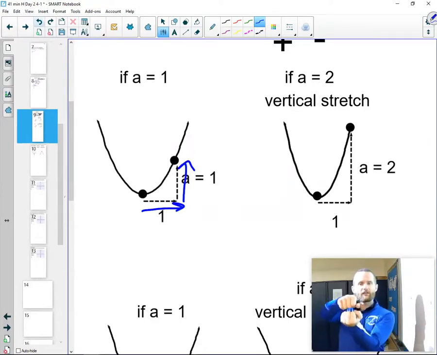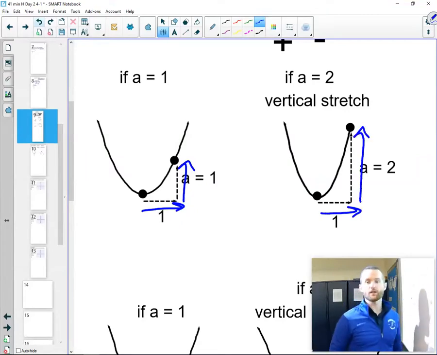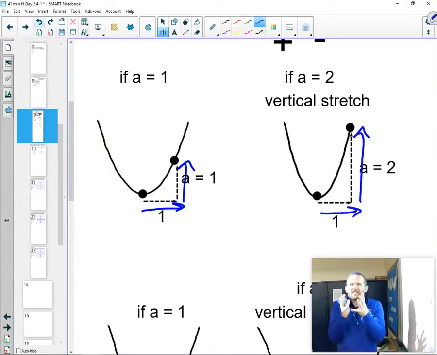If we stretch it with an a value of 2, we still go right 1, but now we go up 2 to get to our next point, which gives us a skinnier looking parabola. Because think about it, if you had like a rubber band or something and you stretched it, it would get skinnier as it's being stretched.